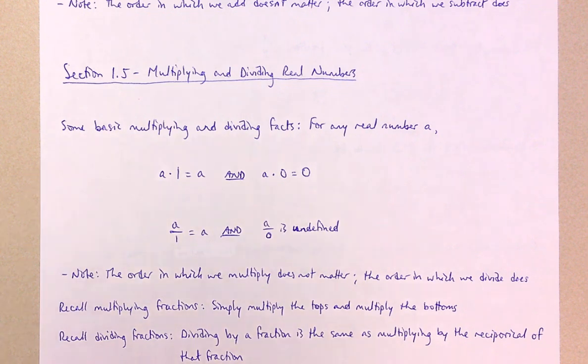Breaks the internet, things blow up, things aren't good. So dividing by 0 can't happen.